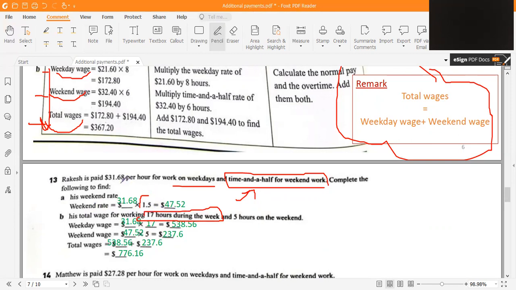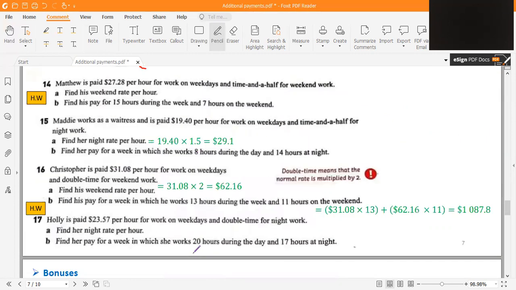the weekday wage equals 17 times the normal rate, which equals 538.56, and 5 hours on the weekend. We multiply the weekend rate by 5, and we add the two amounts to finally obtain the total wages. You can also take 14 and 17 as homework, and you can find all the details for 15 and 16 here.